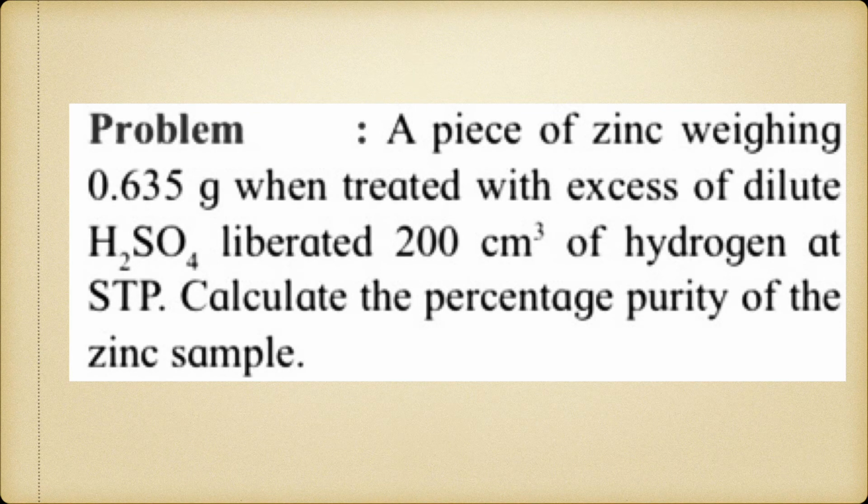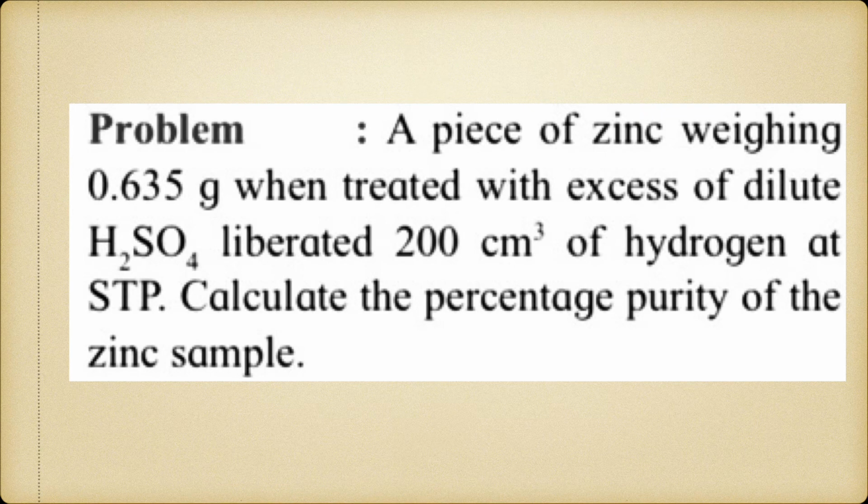So what happened? When it is treated with dilute sulfuric acid, H2 is liberated. So there will be one byproduct as what? ZnSO4. Okay. So first again we are going to write down the balanced chemical reaction. So over here as well it is mass and volume relationship. Once you find out the relative masses and the volume of zinc and hydrogen, you can easily find out the mass of zinc required for 200 centimeter cube of hydrogen liberated.